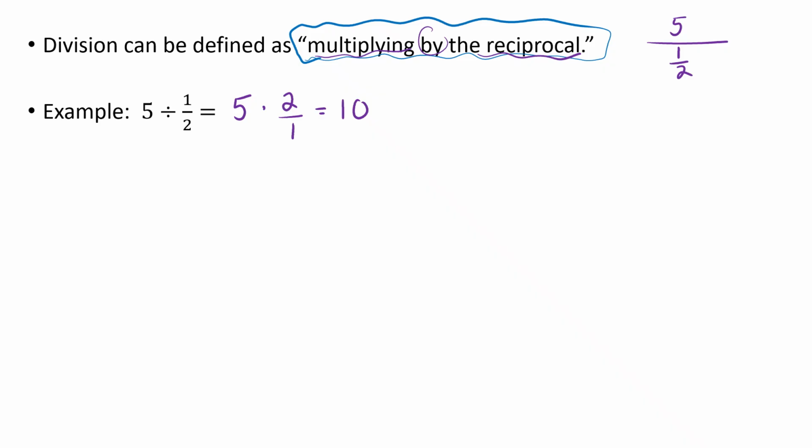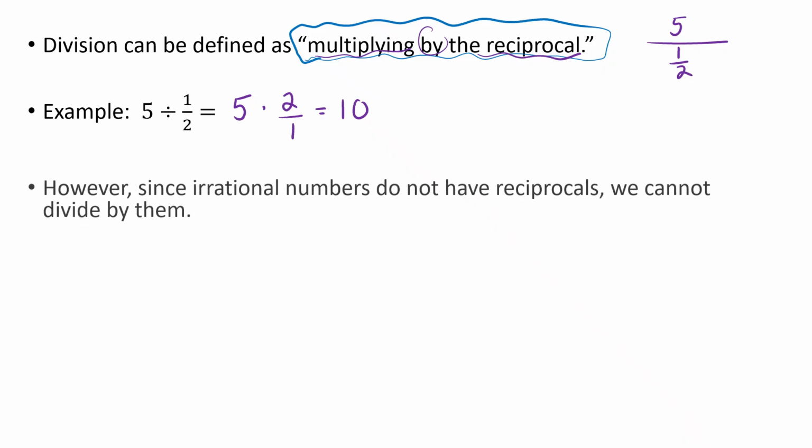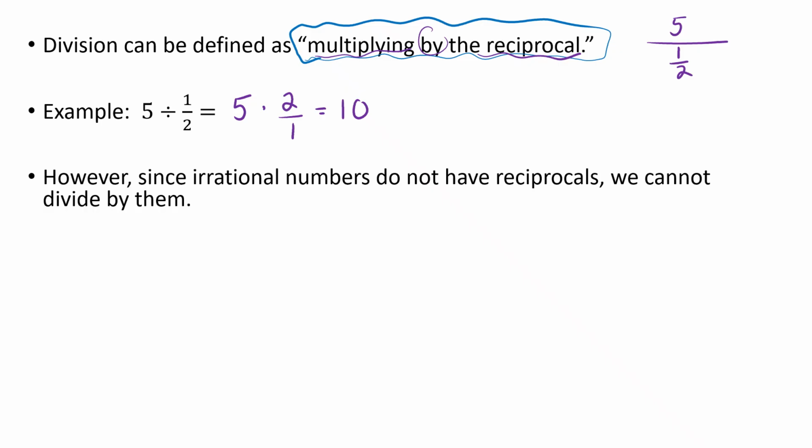And convince yourself that yes, that is actually 10. Now, to pull this all together, since irrational numbers do not have reciprocals, we cannot divide by them. What that means is that something like 5 divided by the square root of 2 is not a thing. That is not an operation that can happen. Now you might say, wait a minute, I can plug that into my calculator and it doesn't error on me. It doesn't give me one of those domain errors.